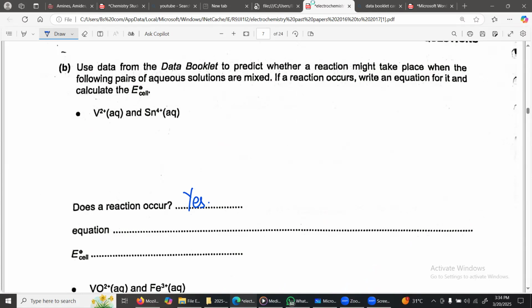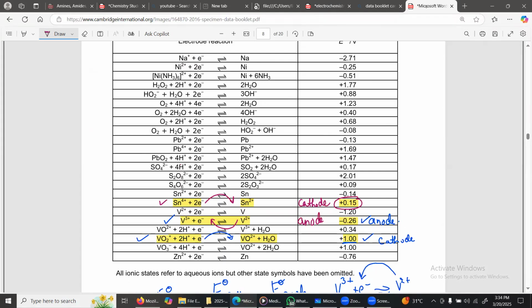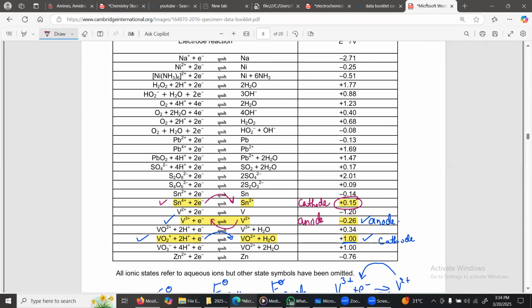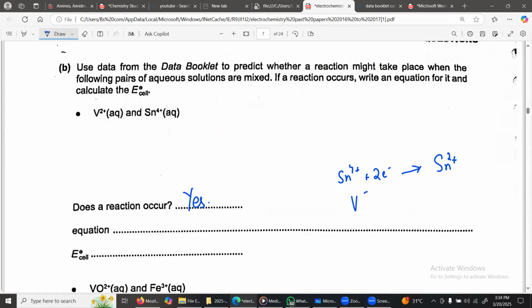How can you make the equation? Sn4+ will take two electrons and form Sn2+. The second is V2+, which will lose electrons because it is acting as an anode. So V2+ will lose an electron and form V3+ plus one electron. Now we have to balance the electrons, so we will multiply this equation by 2.